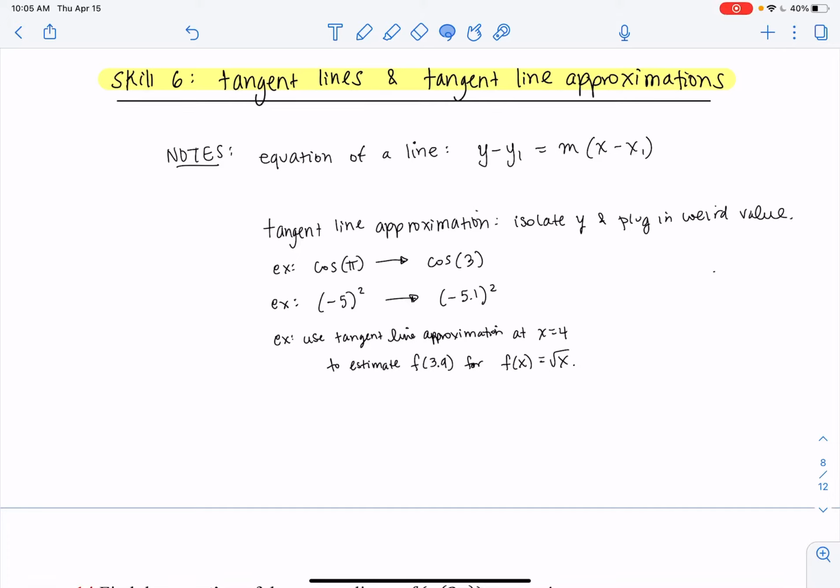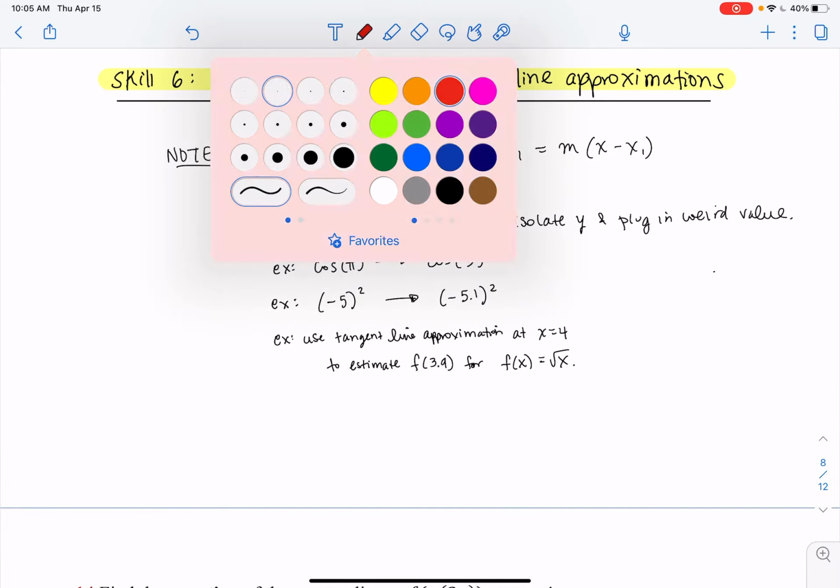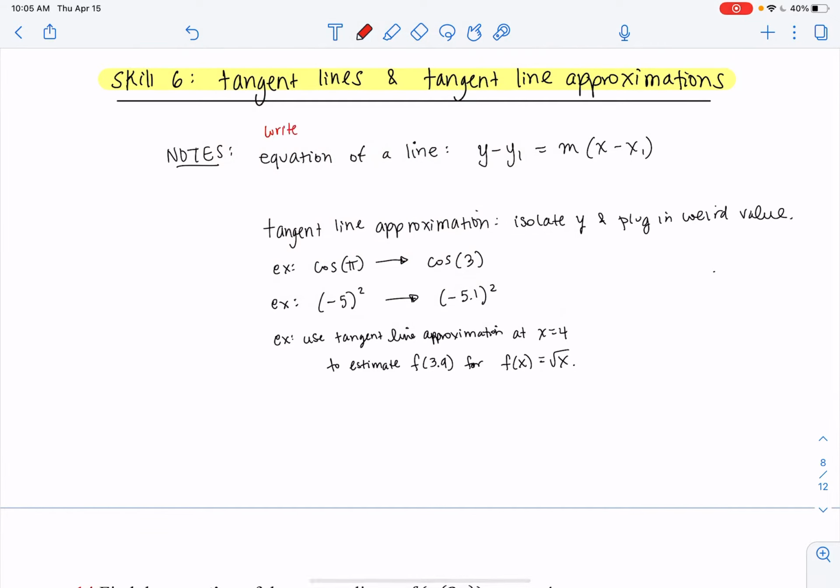Okay, continuing on to our next skill, tangent lines and tangent line approximations. A really frequent question you'll see on the AP exam is write the equation of the tangent line, or use the equation of the tangent line to do something. So the equation of the tangent line comes back to this rule from Algebra 1. Memorize it, stash it in your pocket, write it on your walls.